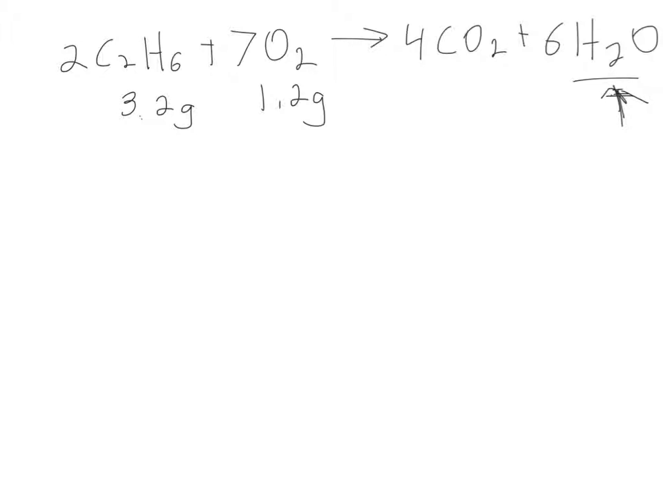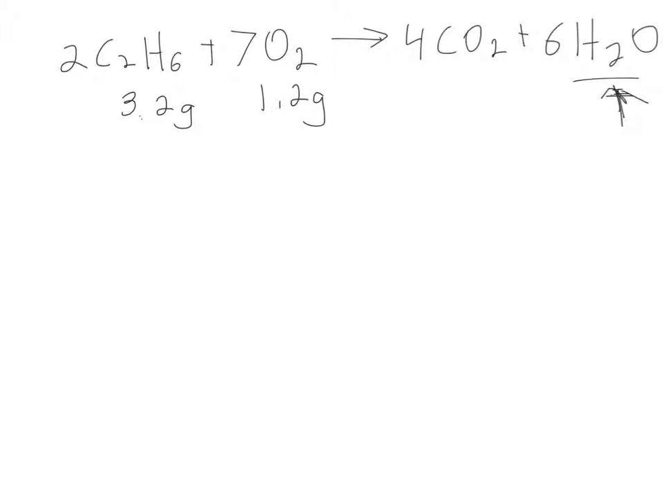So the problem says, in the reaction above, if you are supplied with 3.2 grams of C2H6 and 1.2 grams of O2, which do you need more of to produce as much water as possible? So let's get right to it. Let's figure out how do we solve this.